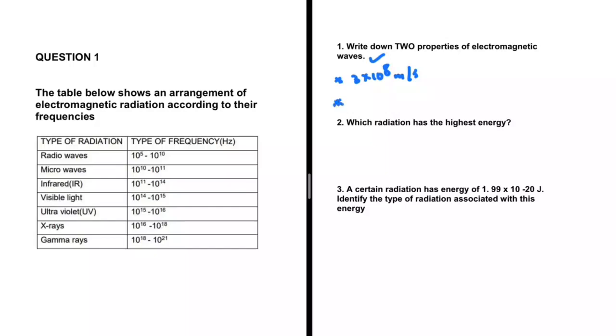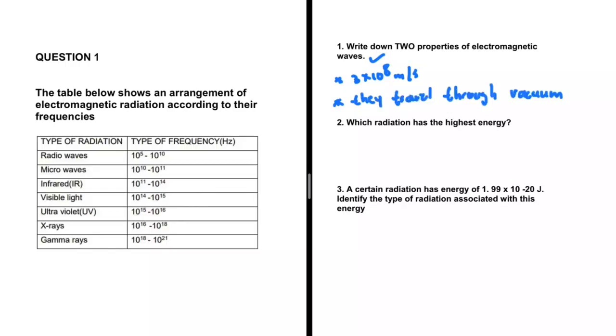Apart from that, we know that they can travel through vacuum. They don't need a medium to propagate. So that's another property of electromagnetic waves. They travel through vacuum. So those are just some of the properties of electromagnetic waves.